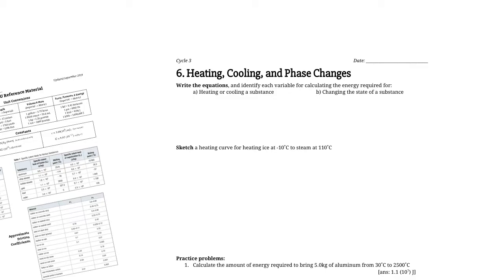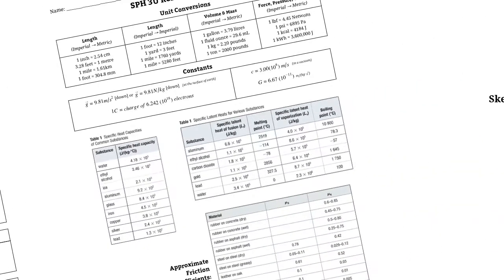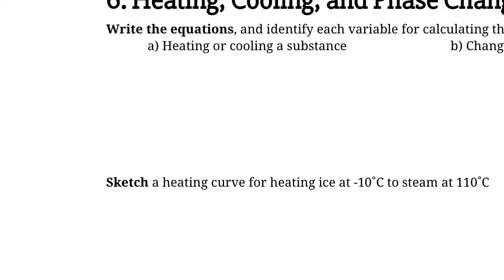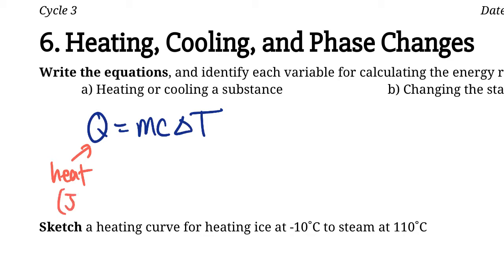There's a very simple equation that we can use. You'll notice it's on your formula sheet, and it is this equation here: Q equals mc delta T. So let's write that here. Q equals mc delta T. Q is a variable we usually use for heat. And remember, heat is just a transfer of energy, so this is going to be in joules.